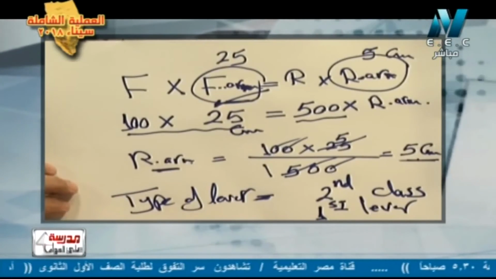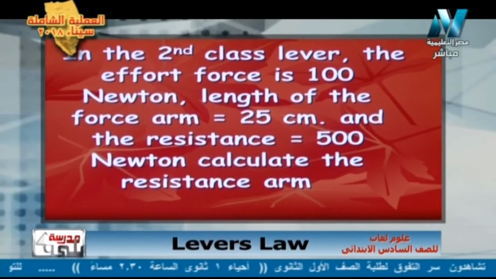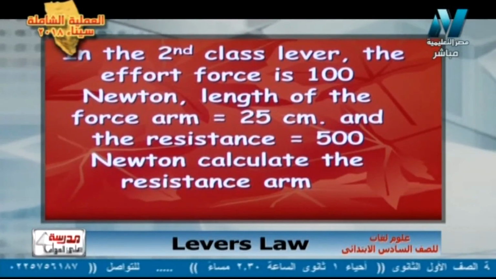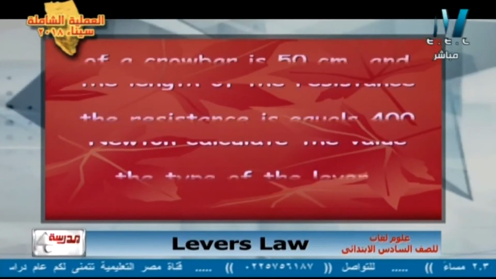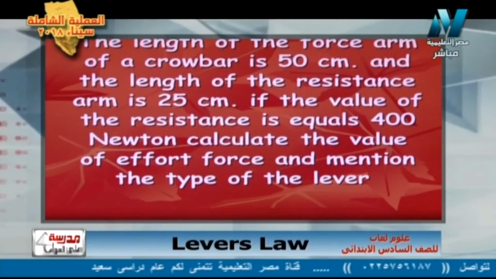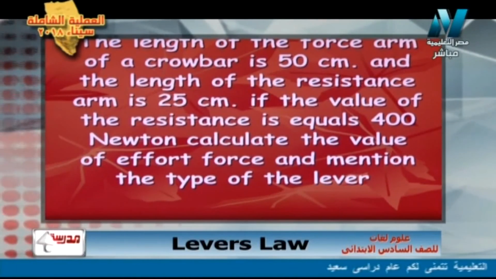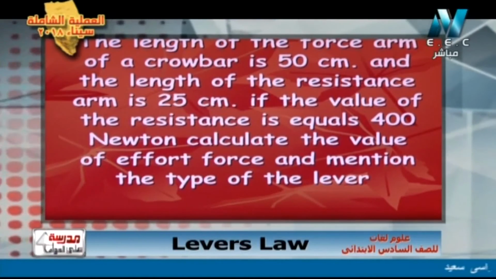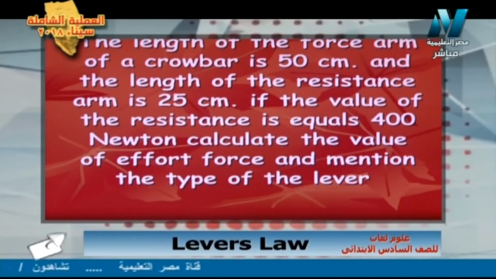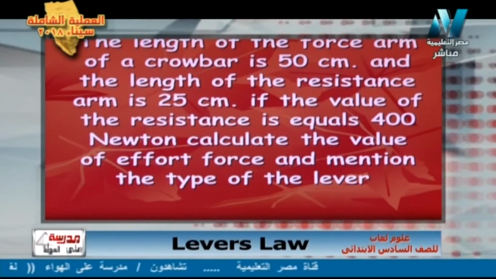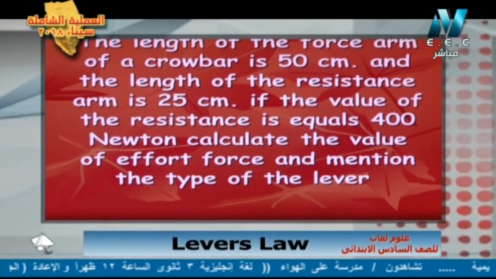So now we have answered the problem and also we have found the type of lever by comparing between the effort force arm and the resistance arm. Another problem, and I think it will be the last problem today because our time is up. The problem says that the length of the force arm of a crowbar is 50 centimeter and the length of the resistance arm is 25 centimeter. If the value of the resistance is equal to 400 Newton, calculate the value of the effort force and mention the type of the lever.